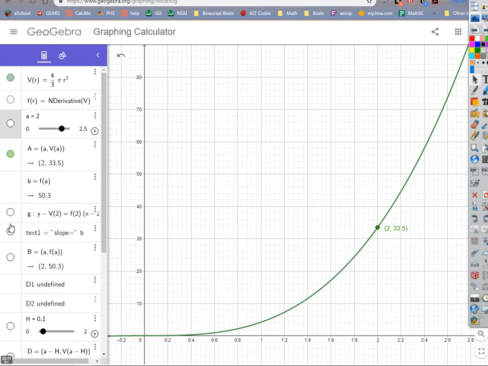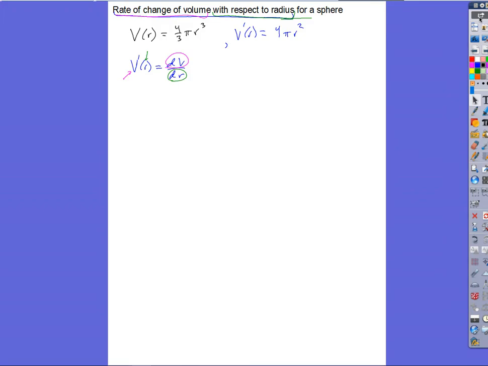Where's my tangent line? Right there. There we go. Okay, where's my slope? Right there. So if I were to take the point when r equals 2, volume's roughly 33.5, rounded. If I draw a tangent line in there, the slope of that tangent line is 50.3. How am I going to get that 50.3?